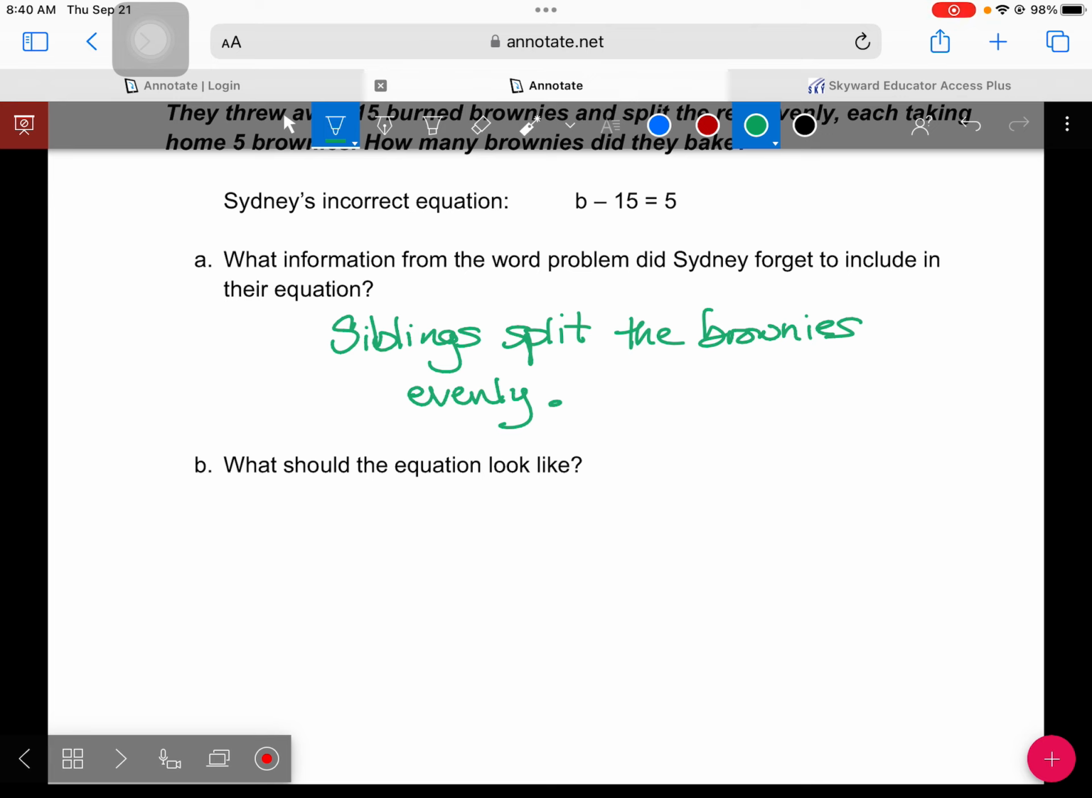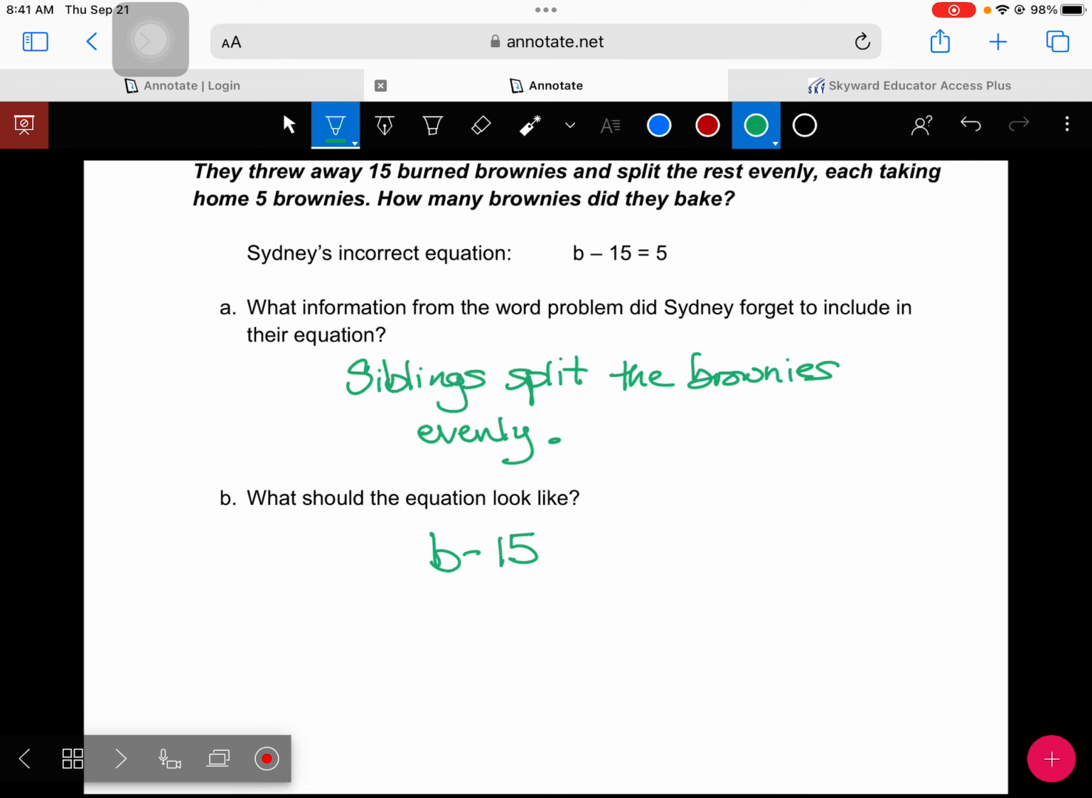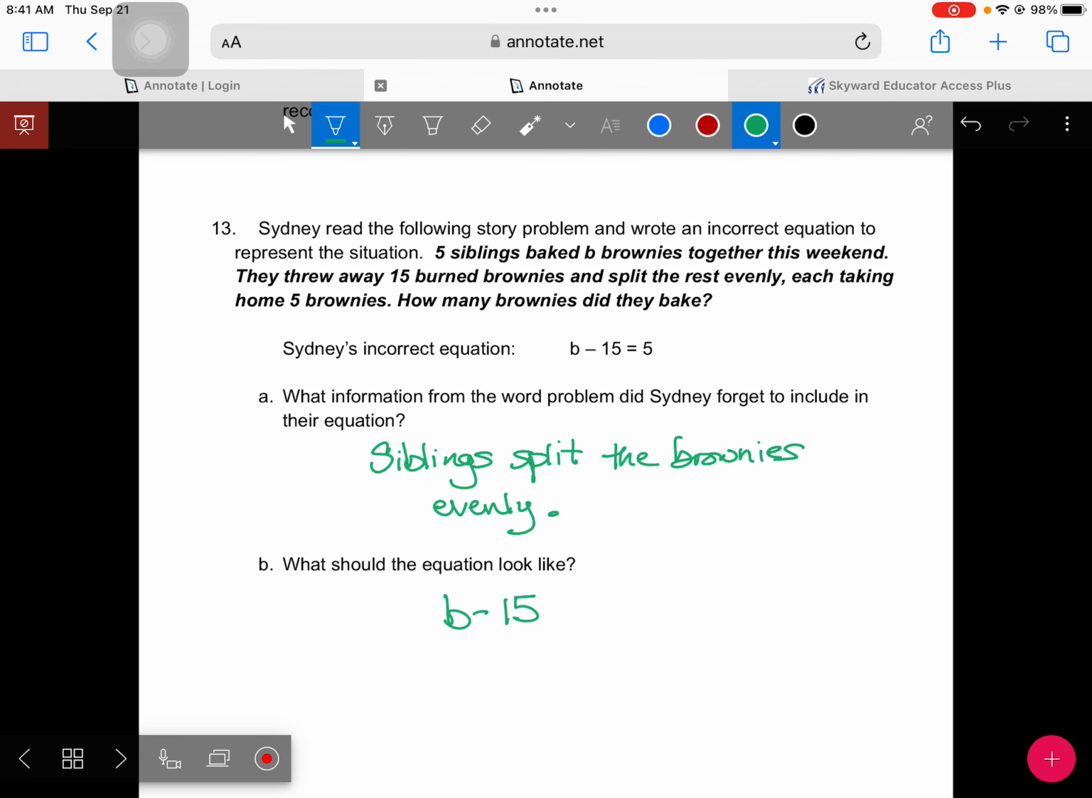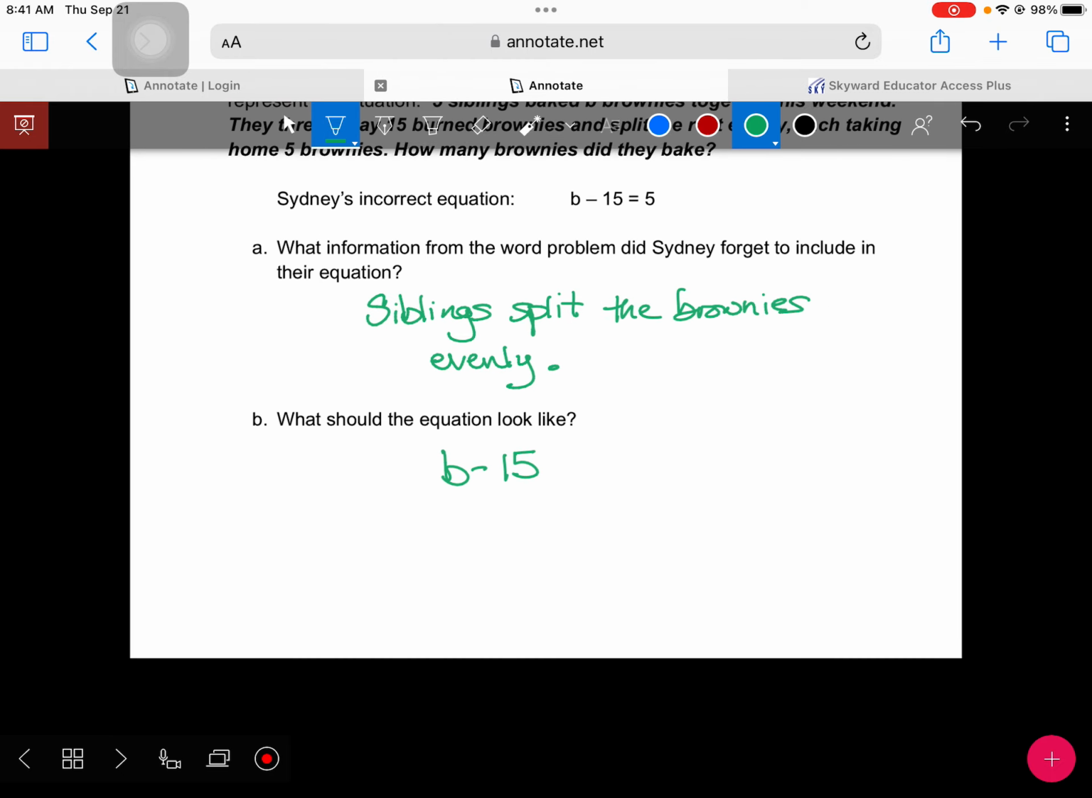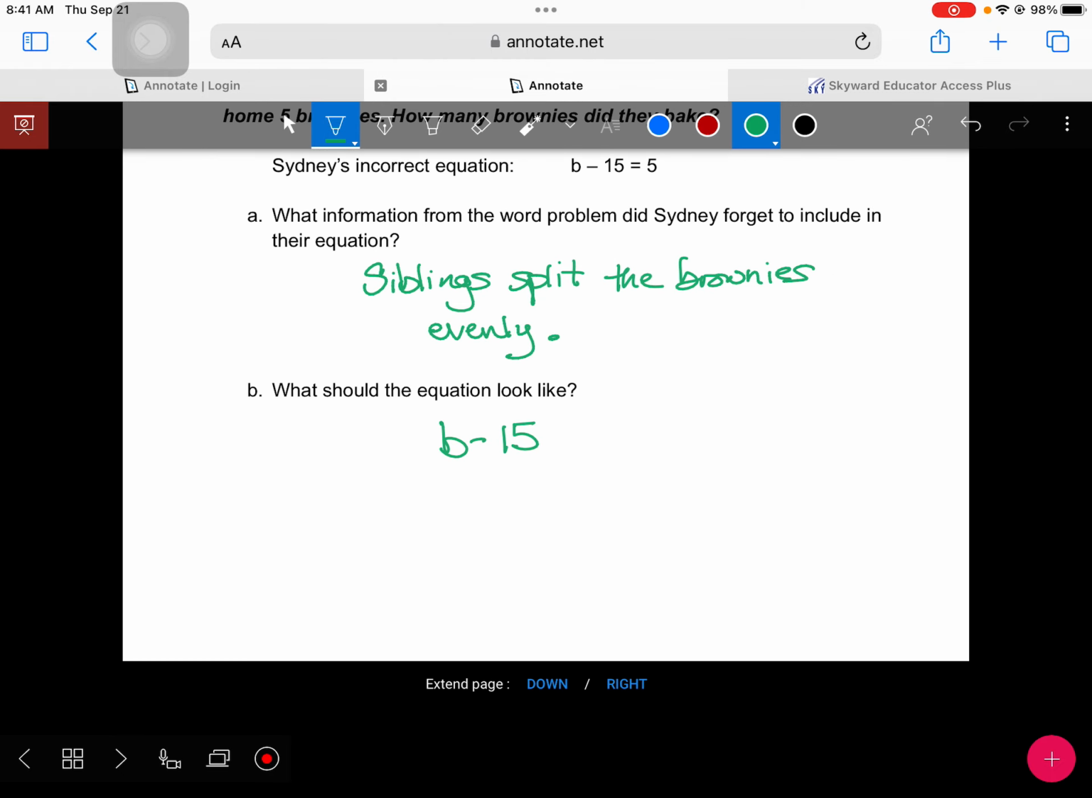Minus 15, that's all I got. B minus 15. B is the number of brownies they made minus the 15 that were burnt, that they got rid of. And the other thing we know, there are 5 siblings and they each took home 5 brownies. Divided by 5 goes somewhere in the equation. Does 5 divided by 5 go somewhere in this equation?